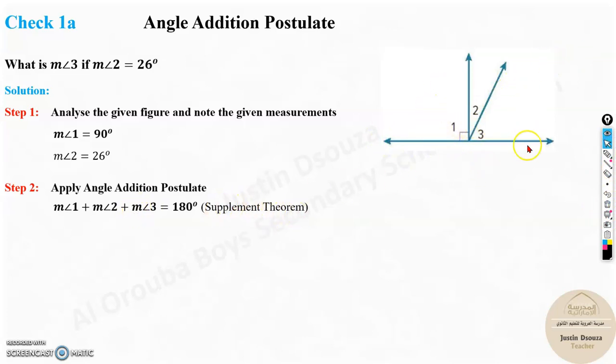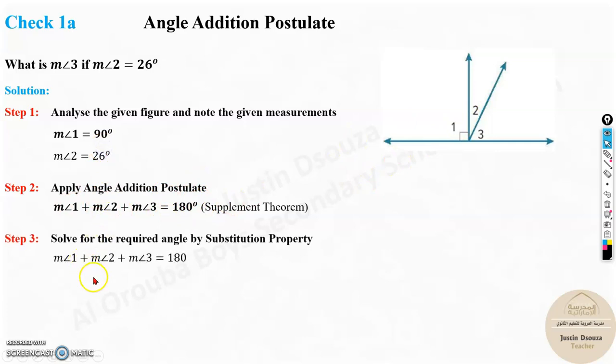Supplement theorem says whenever there is a linear pair, when you add these, you should get a straight line, isn't it? So that means the total sum will be 180 degrees. So just substitute it now. It will be 90 in the first, 26 for the second, third is unknown, and 180. Substitute over here, and then over here it will be measure of angle 3. Take everything to the other side, keep measure of angle 3 on one side, and then you can get that as 64 degrees. So this is how we solve it.